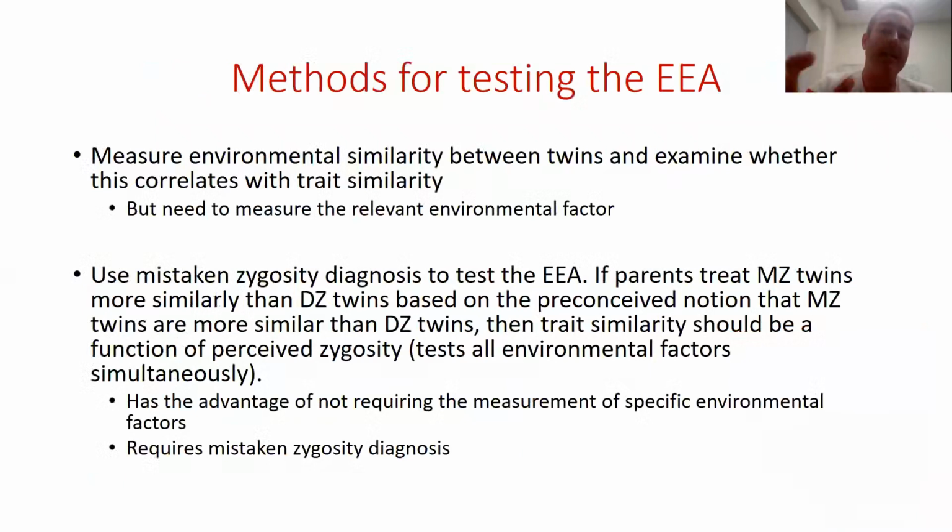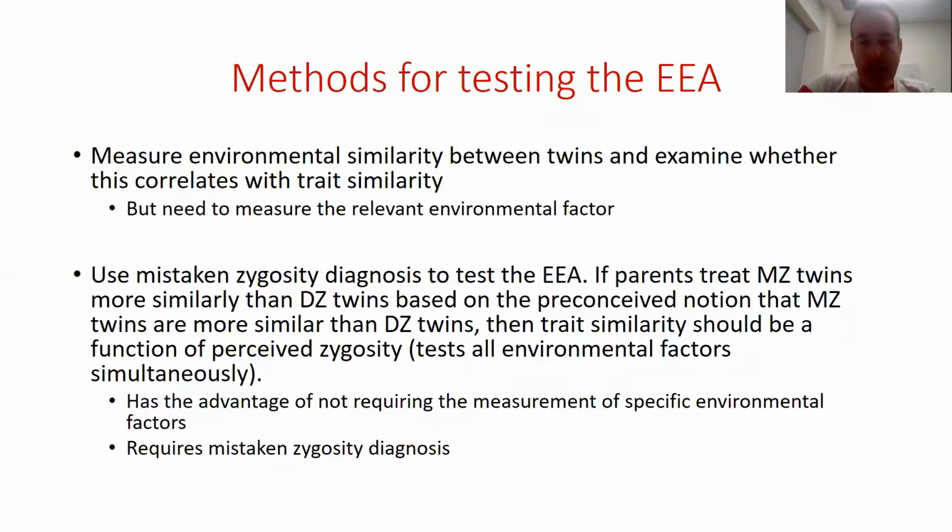So over the years, there's been a number of different methods for testing the validity of the equal environments assumption. Probably the easiest thing to do is to measure environmental similarity between twins and then examine whether this correlates with trait similarity as well. Of course, the problem is that you need to measure the relevant environmental factor, and that's not always easy or not always possible to do.